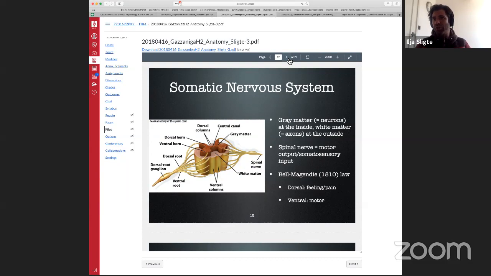So there is a separation. If you would cut the ventral roots, then you cannot move your muscles anymore, but you can still feel. If you would cut the dorsal part, then you could still activate your muscles, but you don't feel anything anymore. Is that clear?